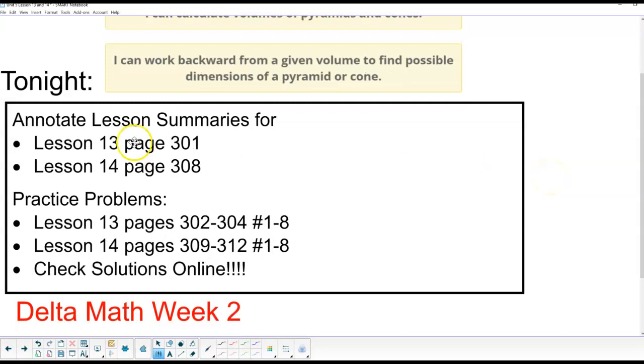Your job tonight is to work on lessons 13 and 14 summaries, and then do the practice problems, checking your solutions online. Don't forget about the Delta Math. It's officially due tomorrow. Oh, no, Friday. Today's Friday for you guys. So make sure your Delta Math gets done by Friday night.